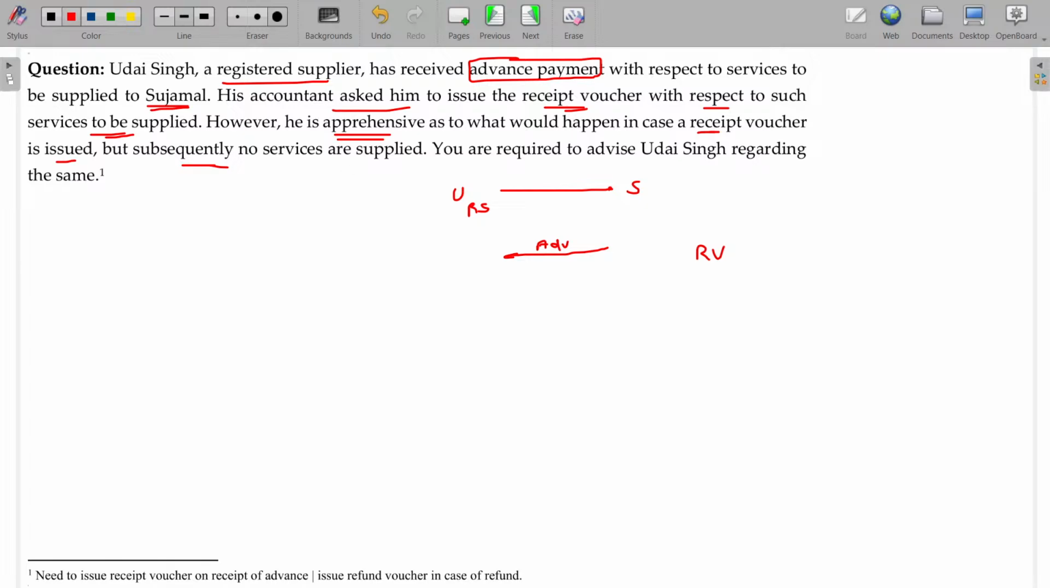See what happens here. Uday Singh feels that if we issued the receipt voucher, and later on we don't supply the service, there will be trouble. No, what can we do? You are required to advise Uday Singh regarding the same. Yes, the receipt voucher should be issued. If subsequently service is not done, then you can simply refund this and issue a refund voucher later on. Clear? If supply is done, no problem. It can be adjusted in the invoice price. Clear? Uday Singh case.